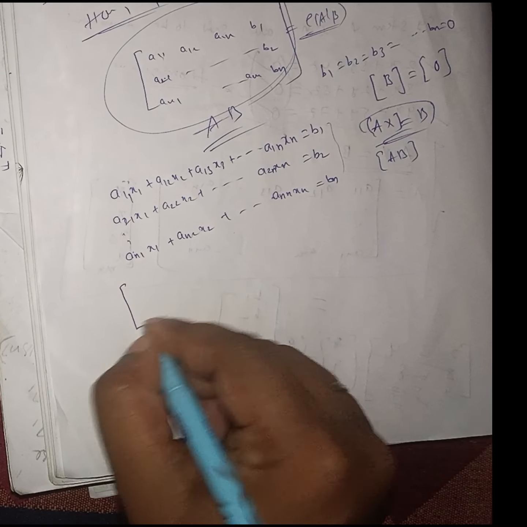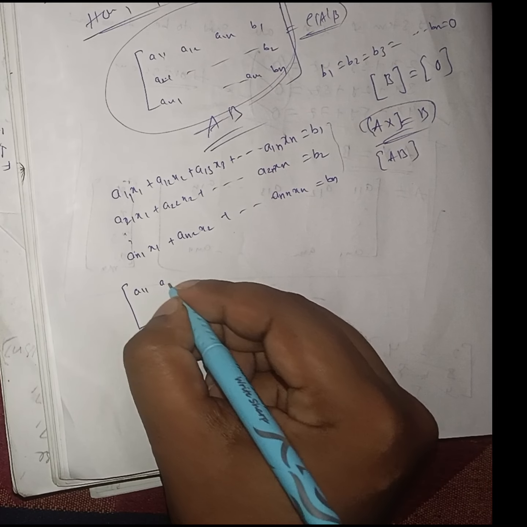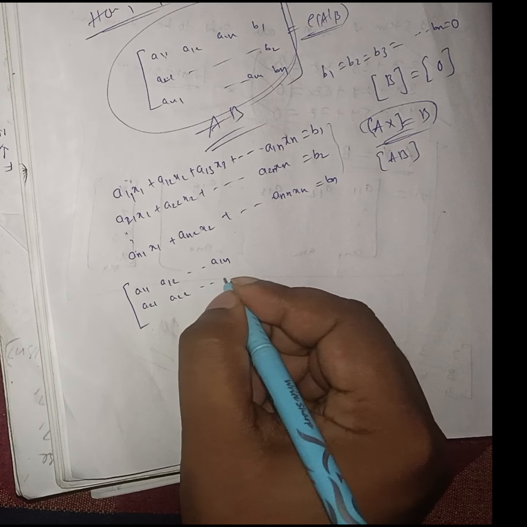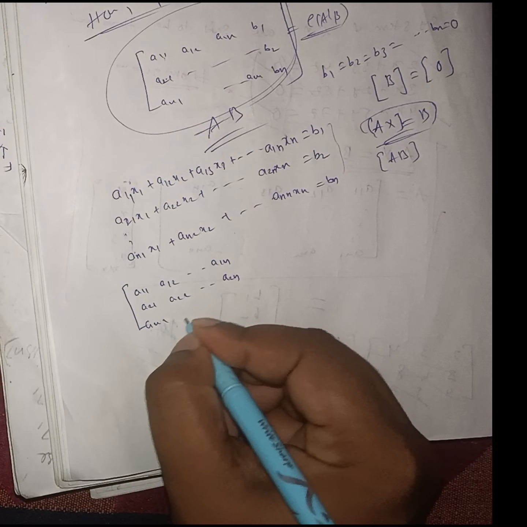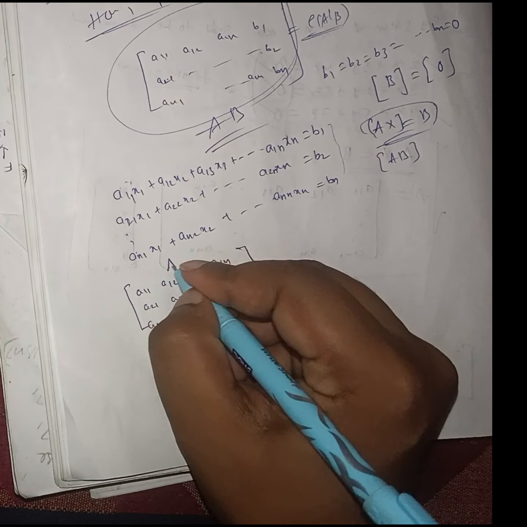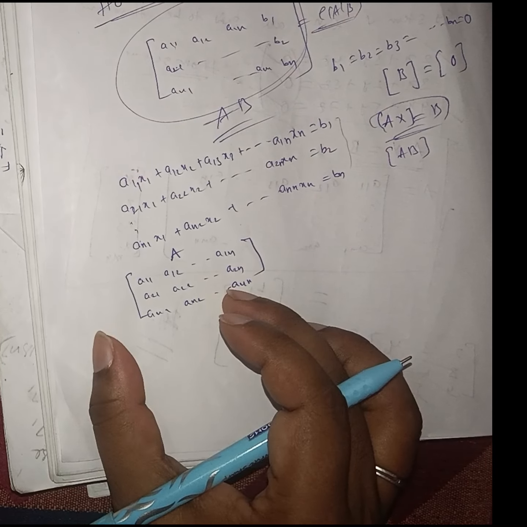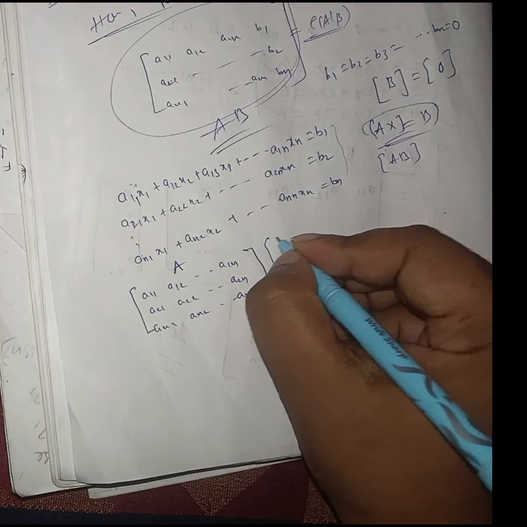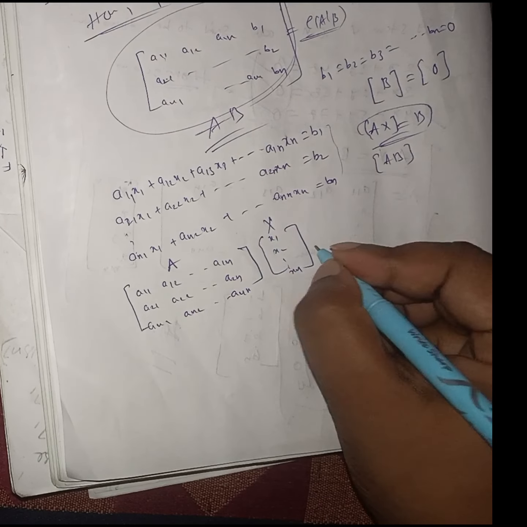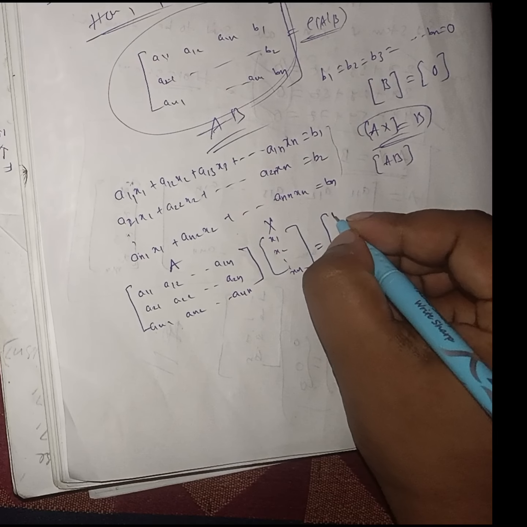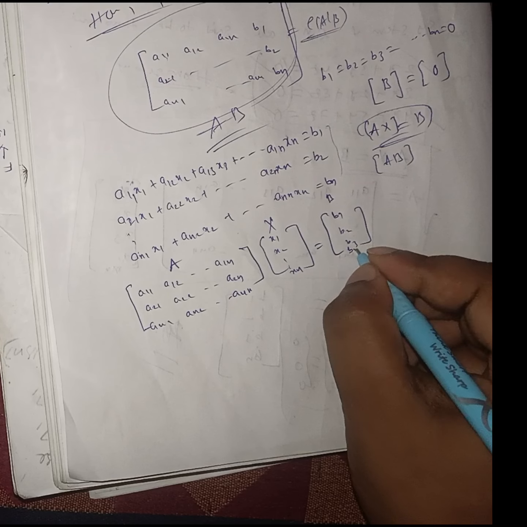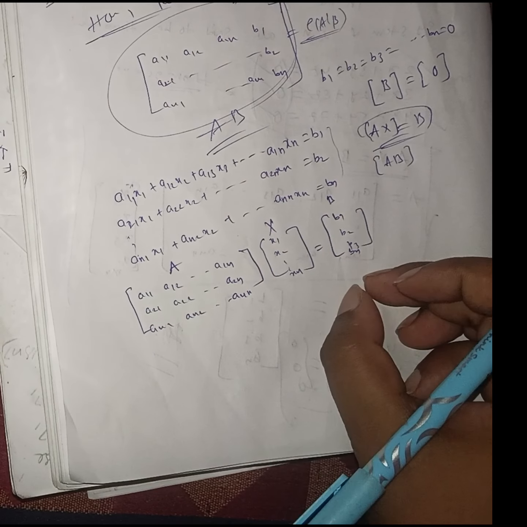If you convert this, what is A? A11, A12 and so on, A1n; A21, A22 and so on, A2n; An1, An2 and so on, Ann. This is called the A matrix, the coefficient matrix. What is X? x1, x2 and so on, xn. This is the X matrix. What is B? B1, B2, B3 and so on, Bn. But here all values are zeros.